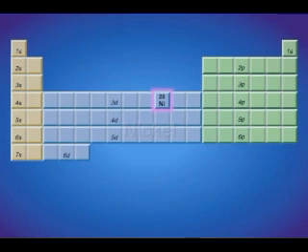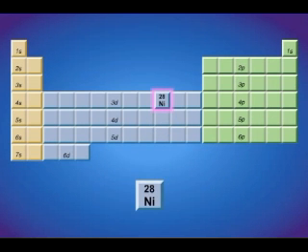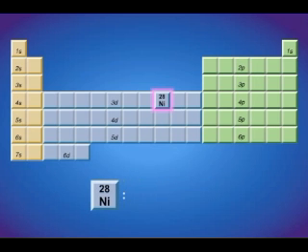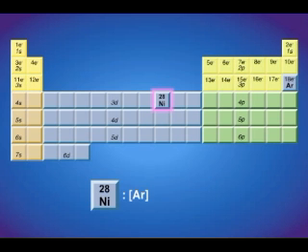Nickel has an atomic number of 28, meaning that the atom has 28 protons and 28 electrons. Let's start with the ground state electron configuration with the noble gas core preceding nickel. We start with the argon core, which accounts for 18 electrons. We have 10 electrons left to place. We move to the 4s orbital, which can hold 2 electrons. We write 4s2.